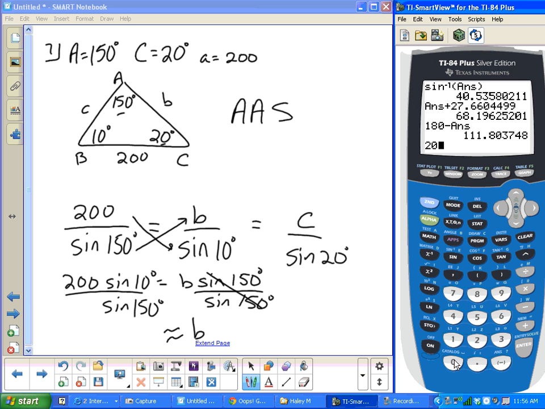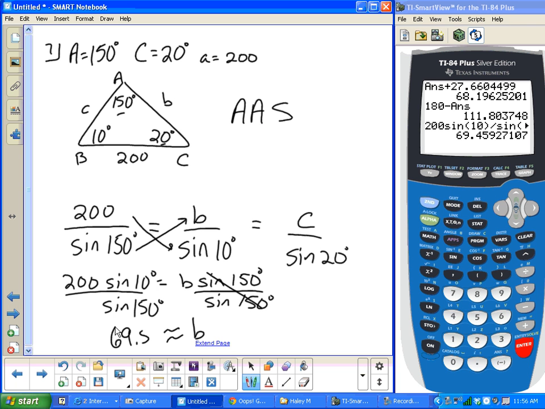So 200 times sine of 10 divided by sine of 150. Okay, so we get about 69.5 for side B.